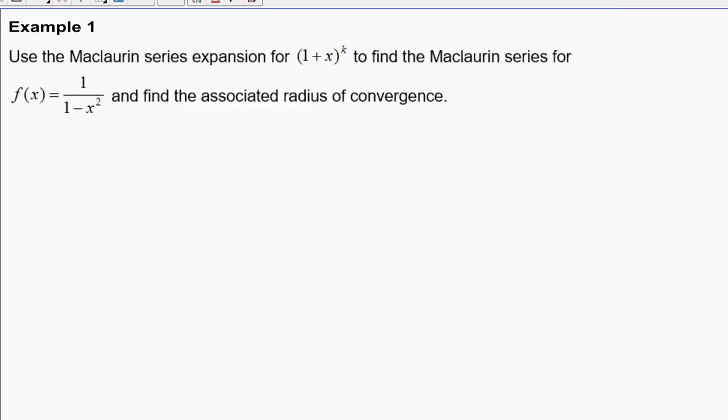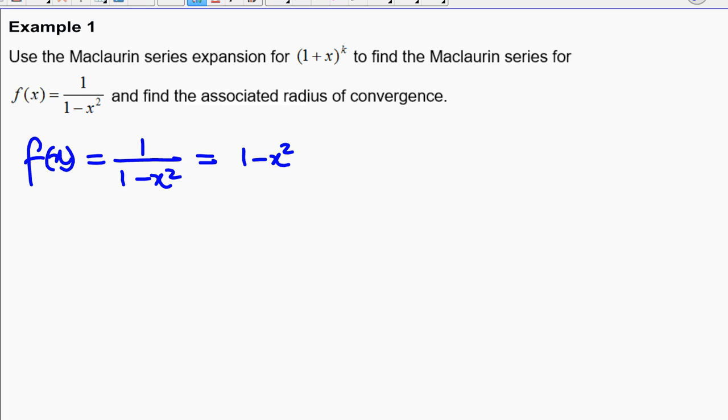In this question, we are going to use the Maclaurin series expansion for 1 plus x to the power k, what we derived in the previous question, to find the Maclaurin series for this function. Okay, so this function here, f of x, which is equal to 1 over 1 minus x squared, can be written as 1 minus x squared to the power negative 1.